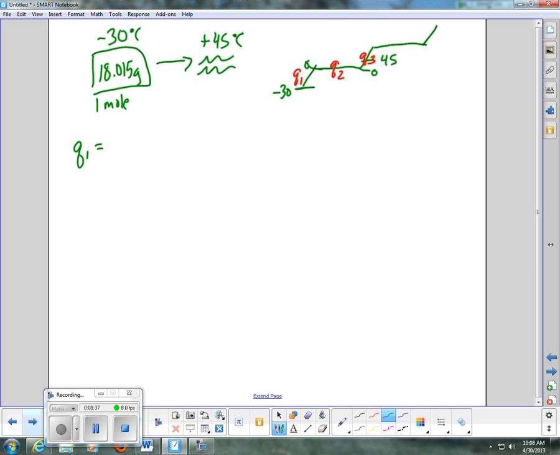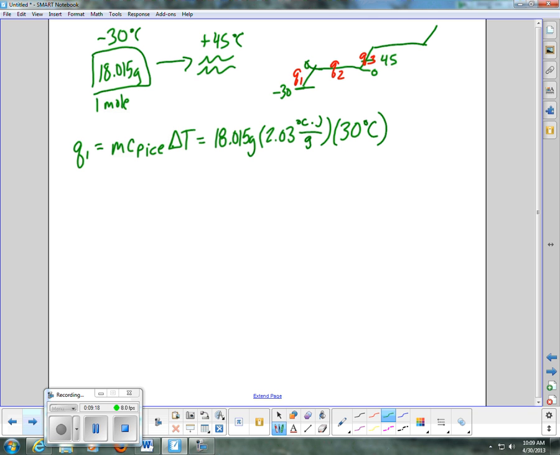What equation do I use? mCp ΔT, good. So I'm just going to plug in. The mass is 18.015 grams. The Cp of ice was 2.03 joules per gram per degree Celsius, times ΔT. What's my ΔT for this first one? Well, I started at negative 30 and I'm going up to 0, so it's going to be 30 degrees Celsius.